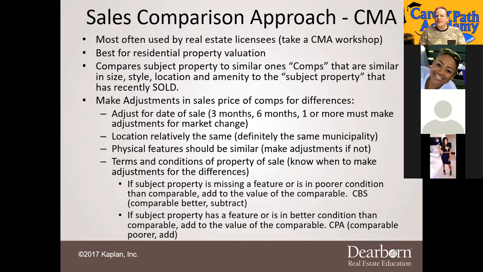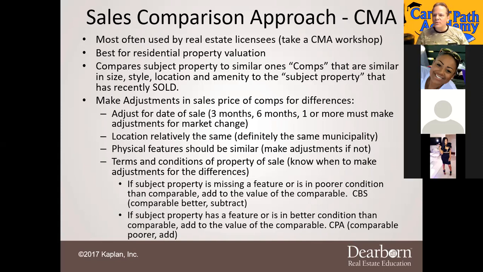So it compares a subject property to similar ones that have recently sold, that we call comps. They're comparables. Comps is short for comparable properties that are similar in size, style, location, and amenity to the subject property that have recently sold. Because it's hard to find comps that are exactly like the home that we're trying to put up on the market for sale, we have to make adjustments for those variations, for the differences.